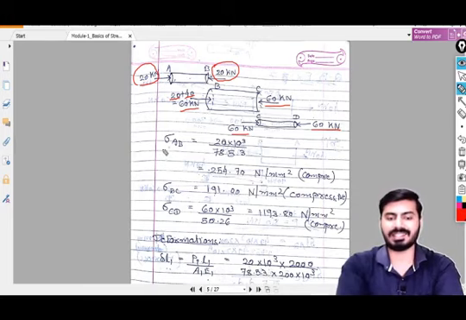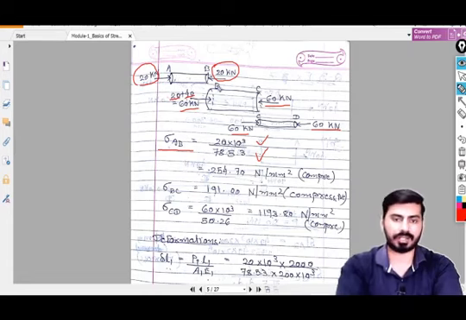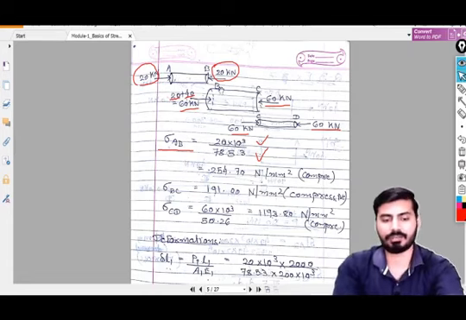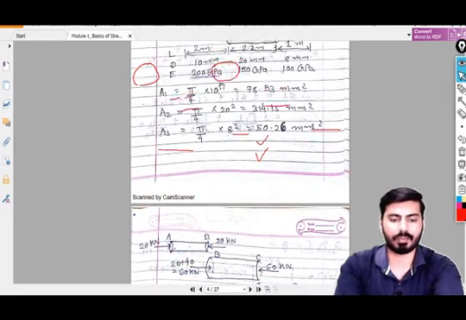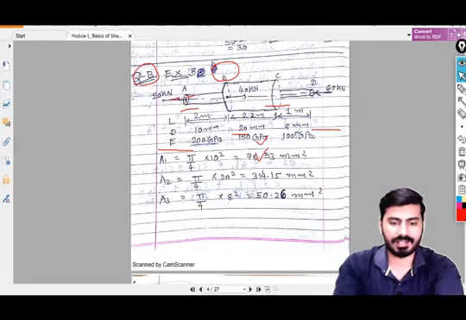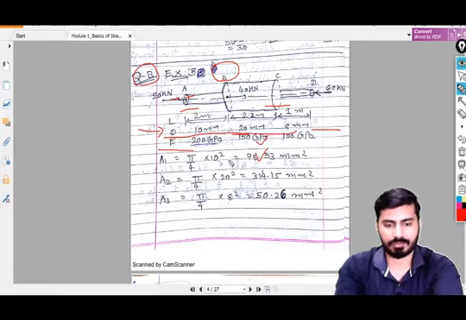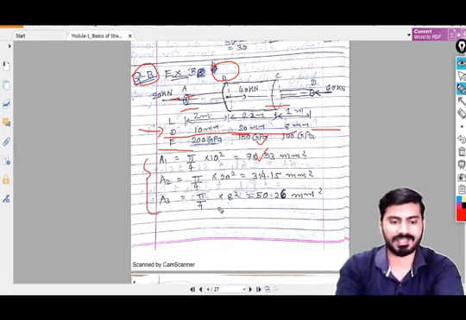From that you can easily calculate the value of the stresses, that is nothing but force upon area. Area is easily available because the diameter of the particular rod is already provided. As you can see, these are the diameters for each and every part. So diameters are provided, from which we have calculated the area by pi by 4 d square.